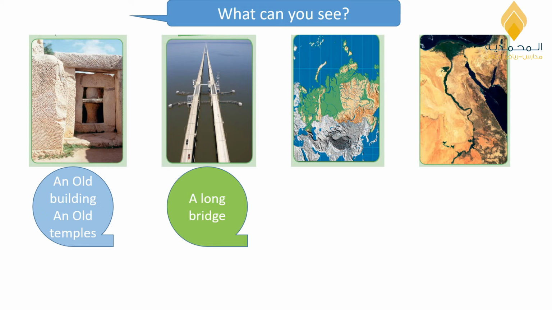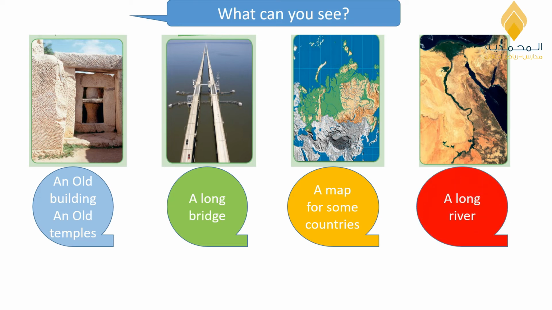Picture number 3. What can you see? Excellent! We can see a map for some countries. Picture number 4. What can you see? We can see a long river. Excellent.